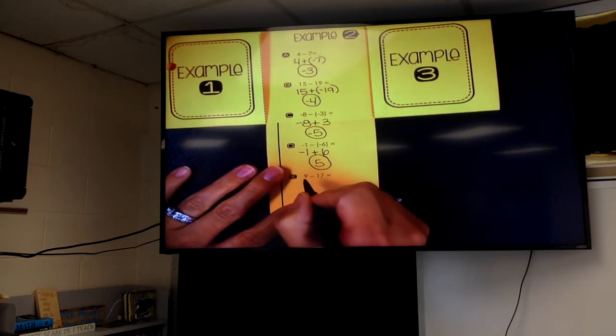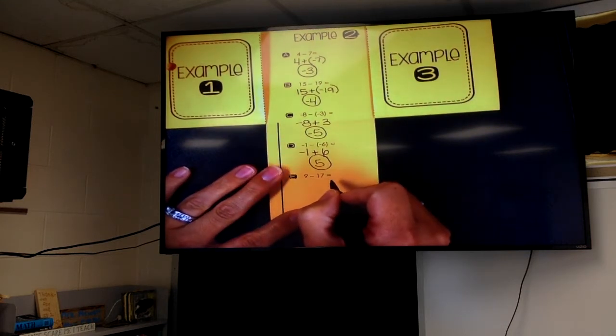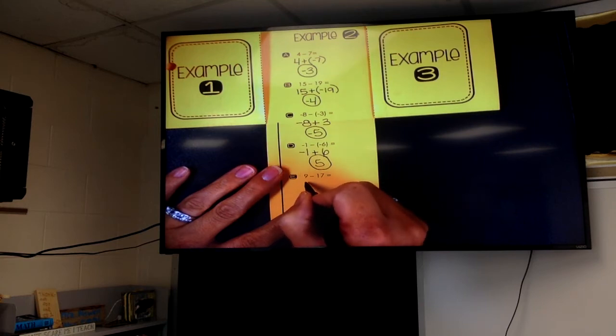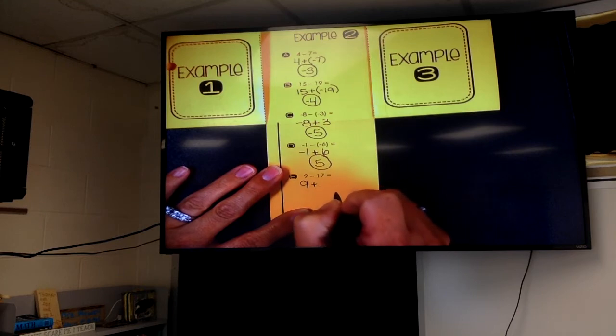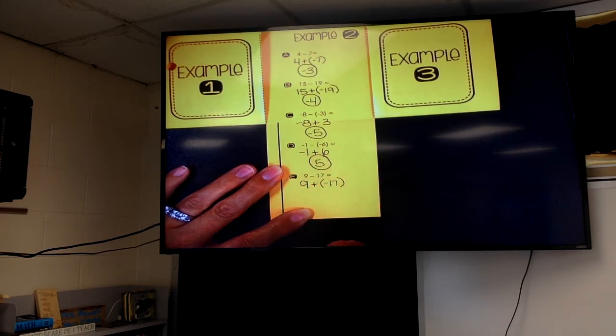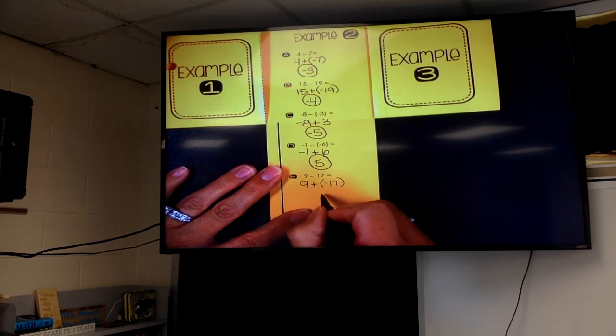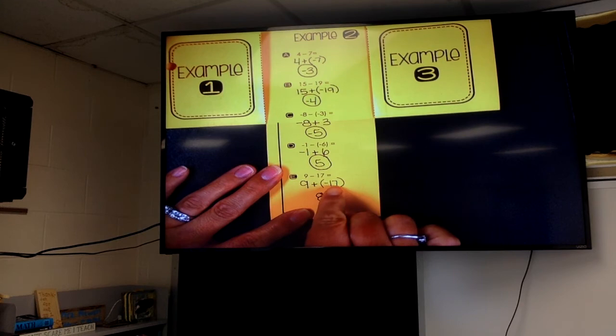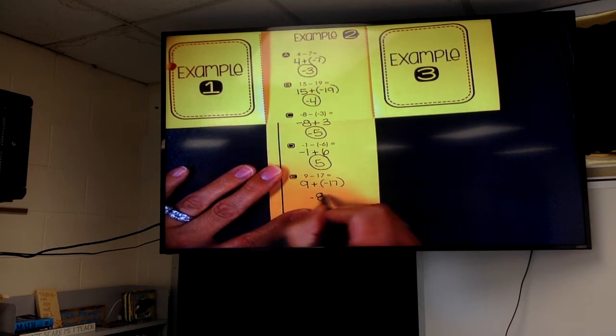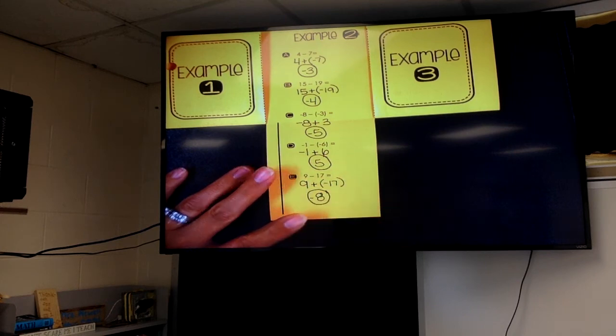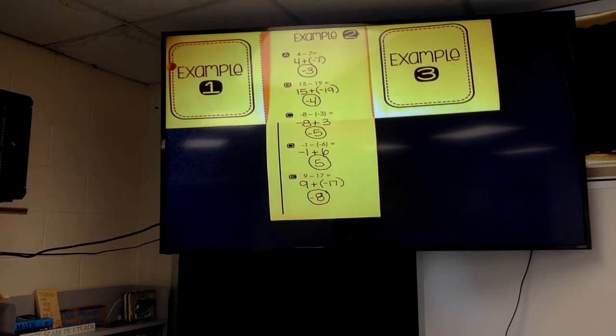Let's try it one more time. 9 minus 17. The additive inverse would tell me to leave the 9, change the subtraction to addition, change the positive 17 to a negative 17. Again, my signs are different. So when my signs are different, I subtract. 17 minus 9 is 8. 17 is larger than 9. So since 17 is negative, my answer would be negative. 9 minus 17 is negative 8.